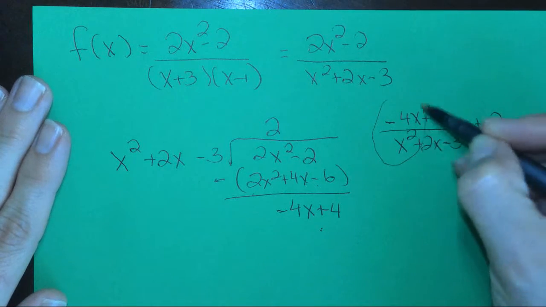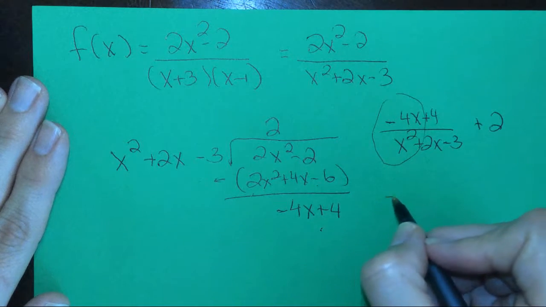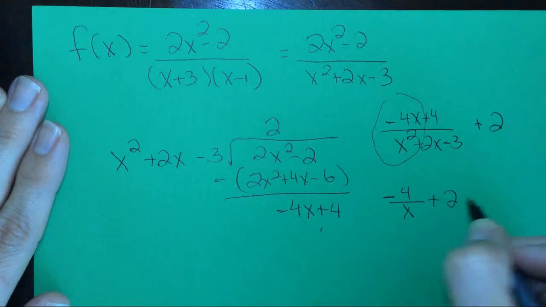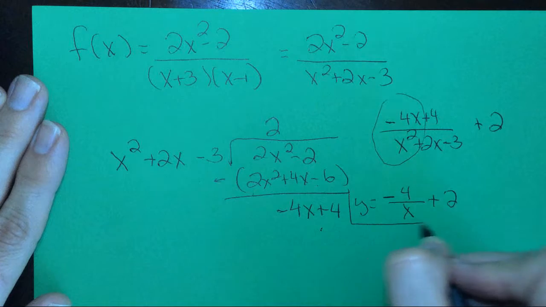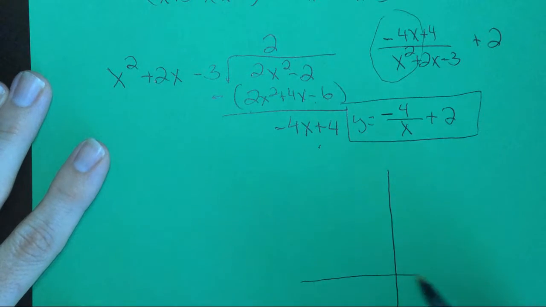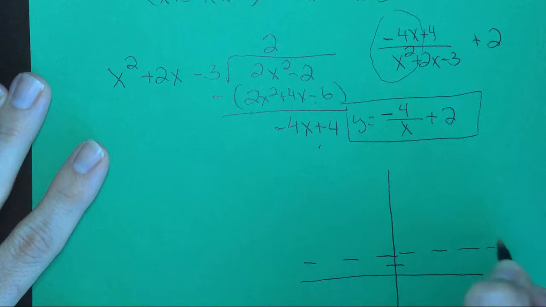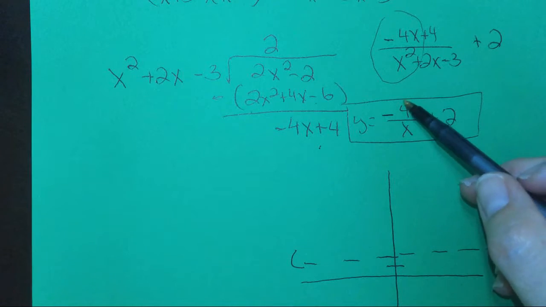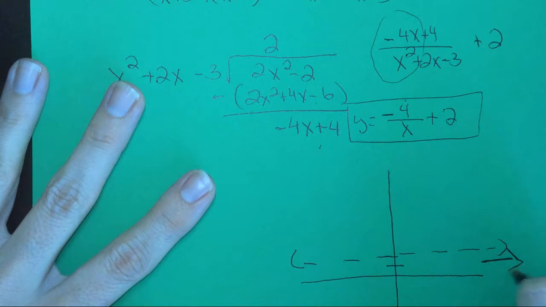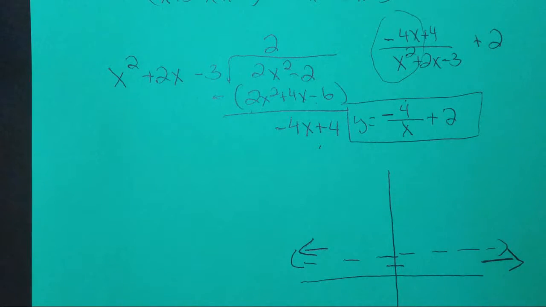Now I do my ratio. And if I do my ratio, I have negative 4x over x squared. So this is going to look like negative 4 over x, plus 2. So that's what this is going to look like. So all that tells me right now, when I go to do my graph, is that I'm going to have a horizontal asymptote at 2. And because it's a negative 1 over x, my end behavior says I'm going to be below on the right and above on the left. So that's what I figured out so far.